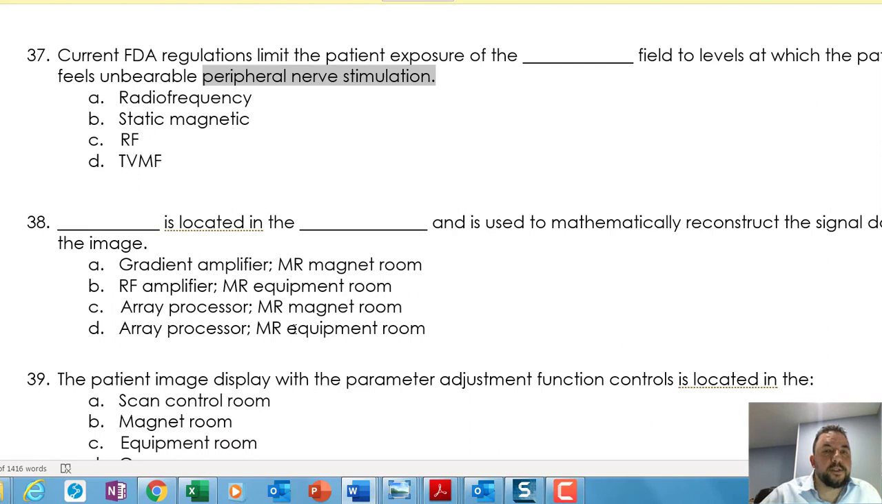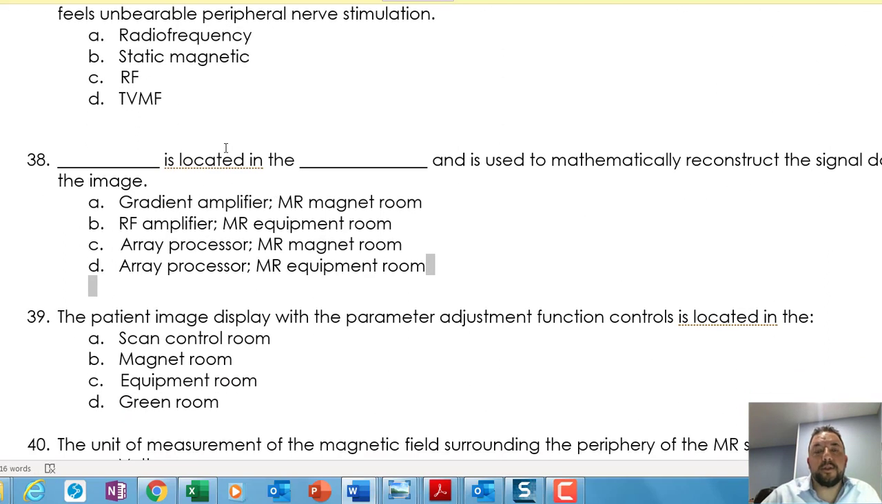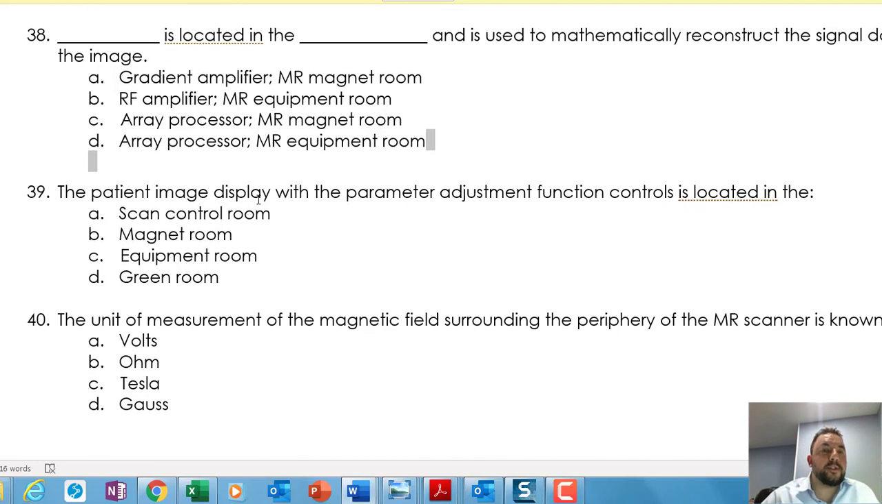38. The array processor is located in the MR equipment room and reconstructs the signal data into the image. That's your Fourier transform, mathematical computations to take data from the patient and transfer it into grays, whites, and blacks on our image. Patient image display with the parameter adjustment functions is located in the scan control room where the technologists sit and make the magic happen.